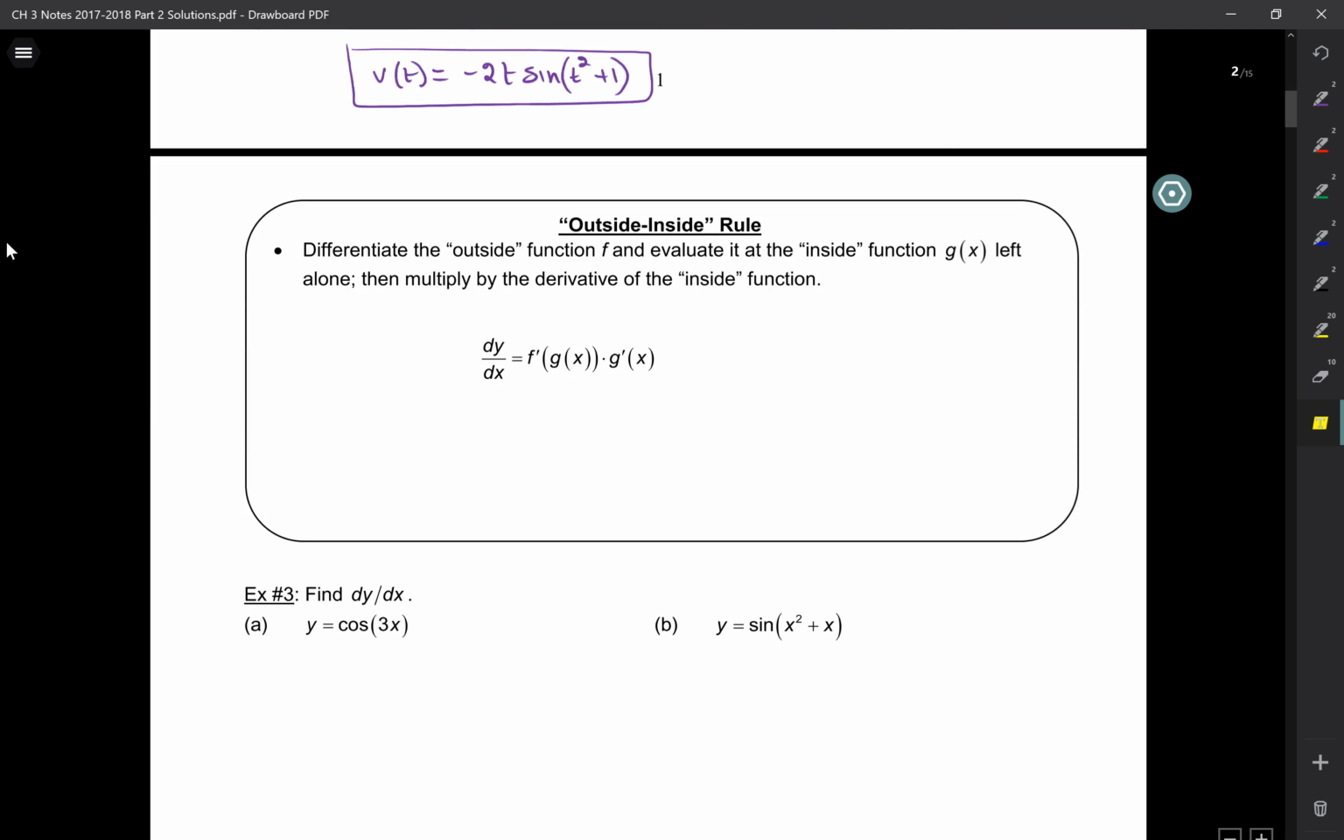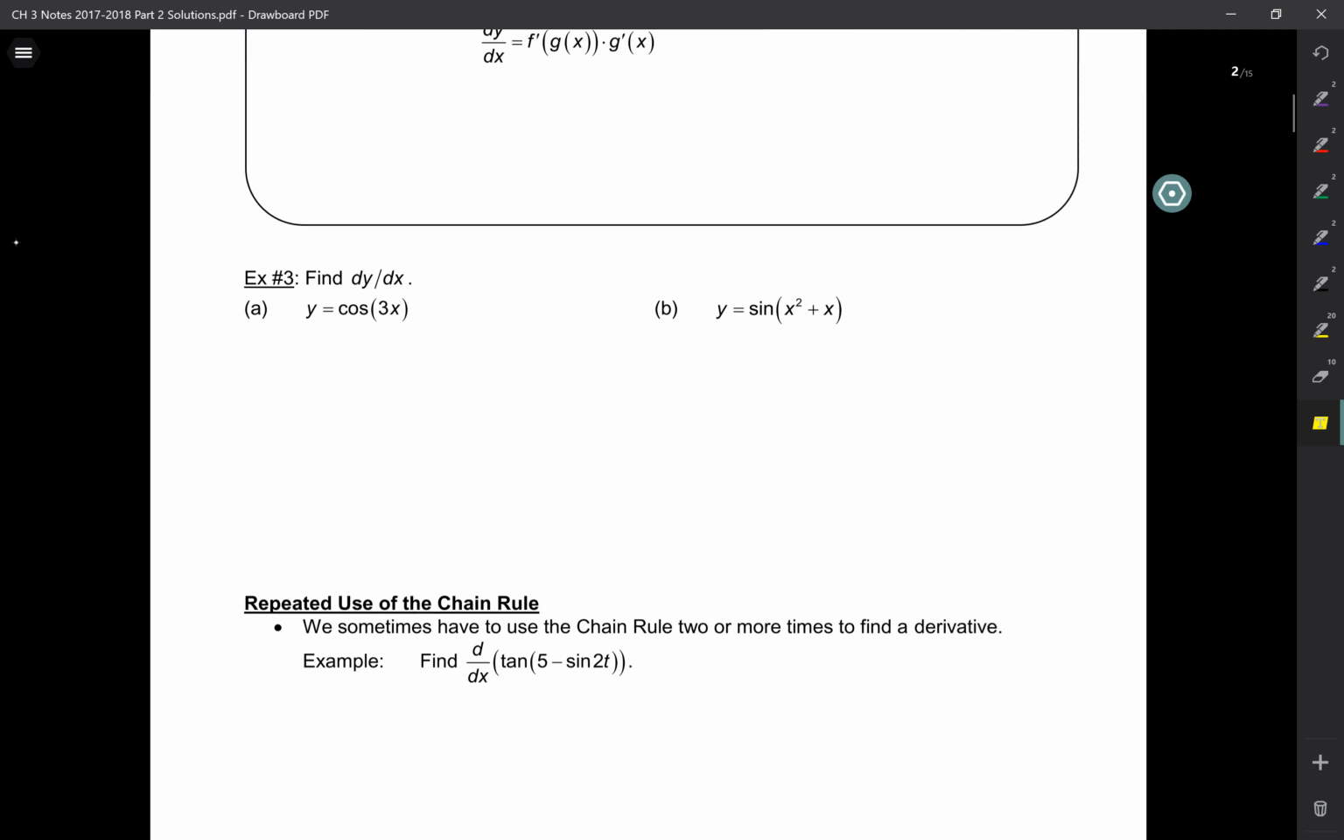All right. So outside, inside, like we've been talking about, what we do again is first you take a derivative of the outside function and then multiply it by the derivative of the inside function. Okay? So here's what we're going to do. So here we have cosine of 3x. What's the outside function? Cosine. And what's the inside function? 3x. Okay, so right now, take a moment and go ahead and find the derivative of this, y prime.